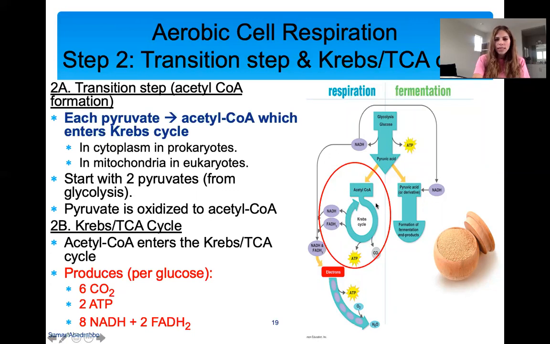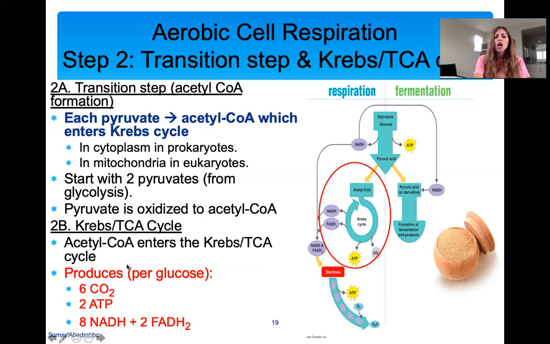And then after the transition step, the Krebs cycle is also called the tricarboxylic acid cycle. Krebs is a scientist who discovered it. So they're the same thing. So when you hear me say TCA cycle or Krebs cycle, it's the same thing.